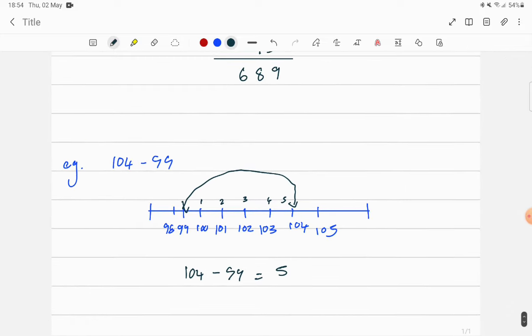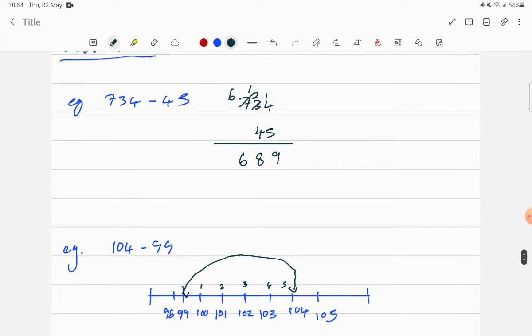So that's an alternative method of subtraction, by just looking at the number line if those numbers are actually closer together, as opposed to the previous one.